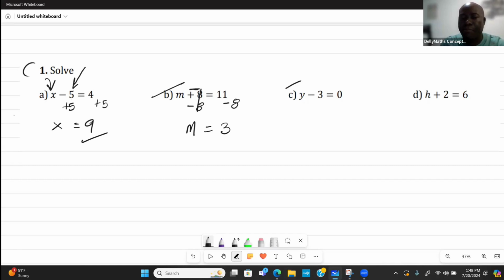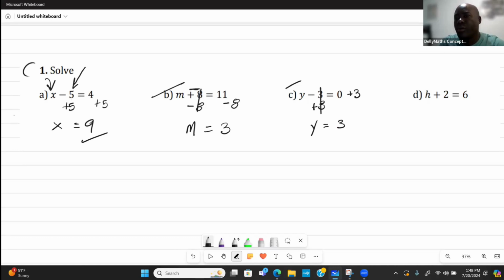Let's take a look at C. We have y minus 3 is equal to 0. The opposite of negative 3 is that we want to be adding 3 to it because we want to get a 0. This is what we call a 0 pair. If we add 3 to the left side, we need to add 3 to the right side for balancing. Now, negative and positive 3 becomes 0, so y is equal to 3.